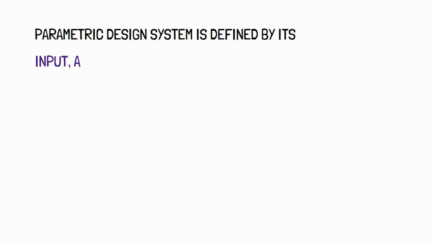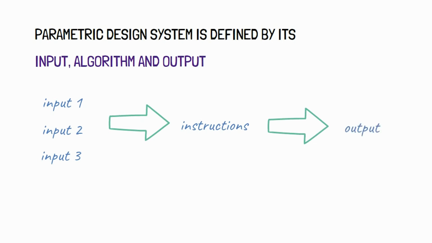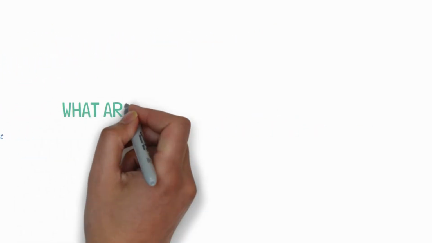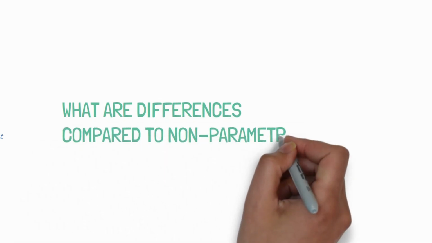Parametric design system is defined by its input, algorithm and an output. For instance, we might have multiple inputs and they're gonna get processed to a set of instructions to generate an output. So some of you might ask, what are the differences compared to non-parametric design? What's so special about this?